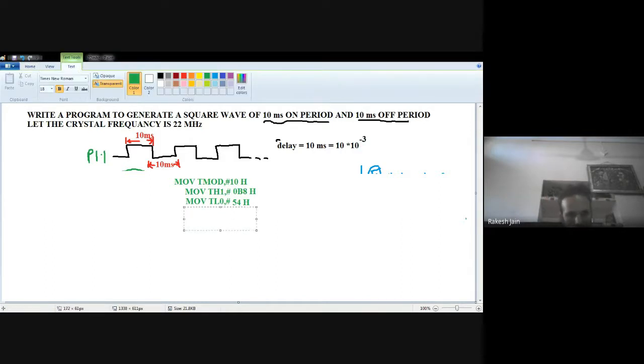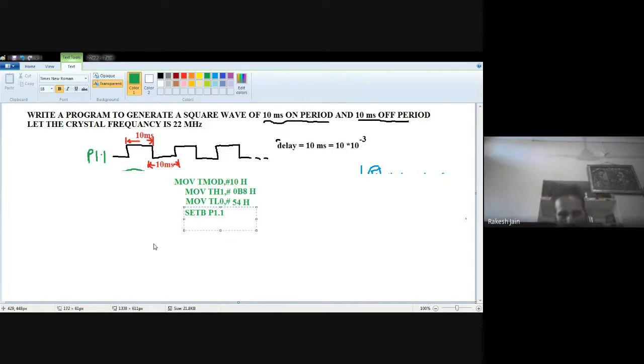So after writing that, first of all, because a square wave consists of a set value or a reset value, that is 1 or 0, first we just set. So SETB P1.1. It means port 1 pin, the first number pin is 1.0, the second number pin is 1.1. So port 1 second number pin, that is P1.1, will be 1.